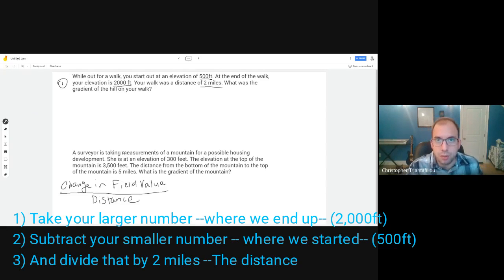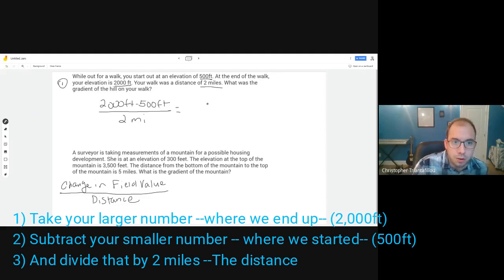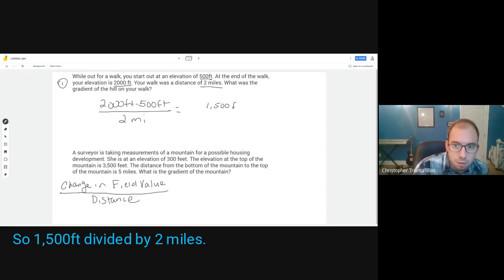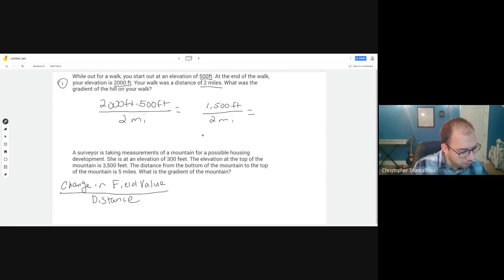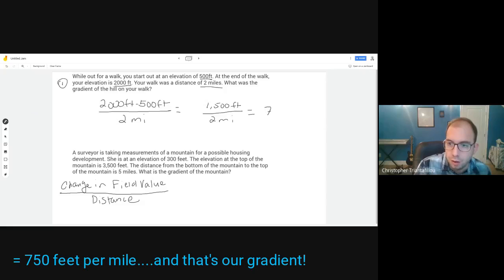So change in field value, the change in elevation here, we're going to take our larger number, 2,000 feet, subtract our smaller number where we started, 500 feet, and divide that by 2 miles. Okay? This brings us to 1,500 feet divided by 2 miles. Let's make sure I don't make any silly mistakes. We get 750 feet per mile. And that's our gradient.